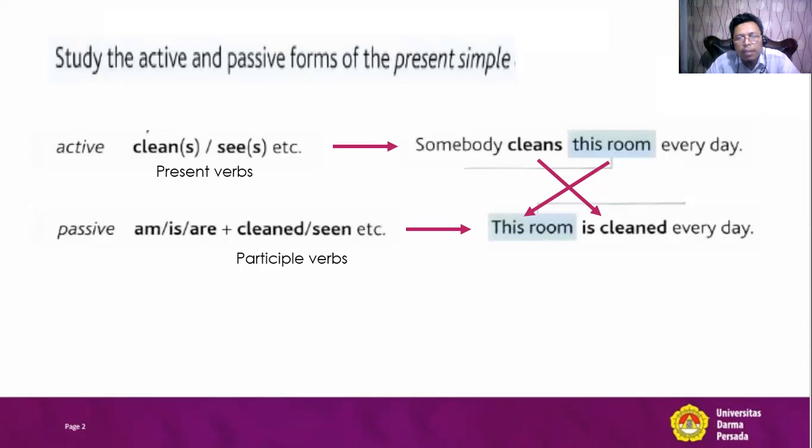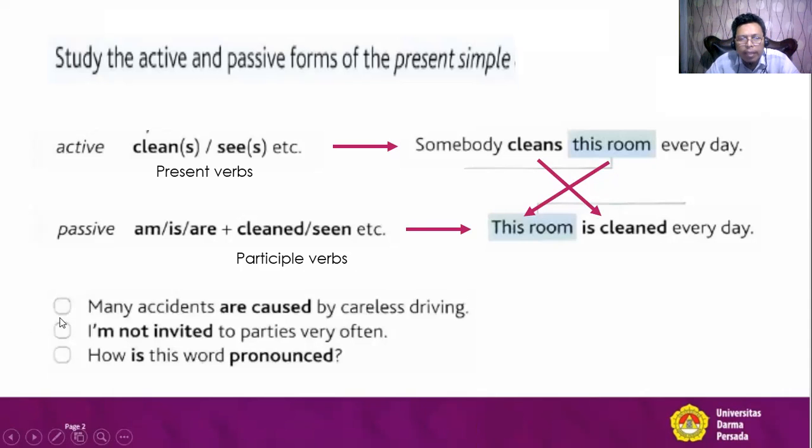Okay, I give you another example. Many accidents are caused by careless driving. Let's see the combination of are and then caused. I'm not invited to parties very often. So the combination of am and then invited, even though this is a negative sentence. How is this word pronounced? So the combination of is and pronounced. Okay, hope that it is clear for you about the pattern or the form of active and then passive in present simple.